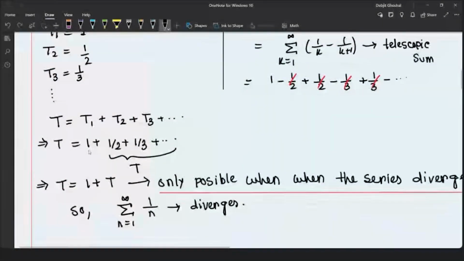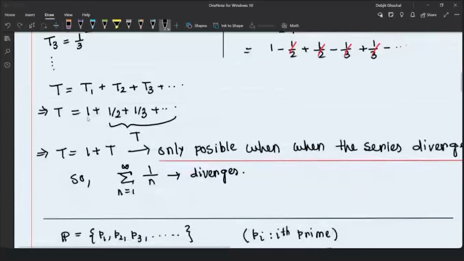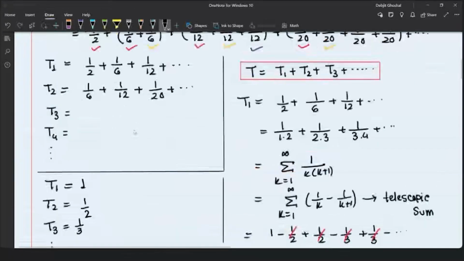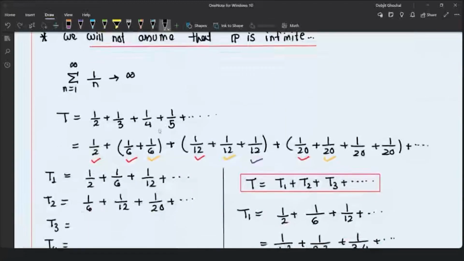We have that. What is T2? T2 converges to half. T3 converges to 1/3 and so on. So what we get is that T equals 1 plus half plus 1/3 and so on. Now see, except this first term, from this 1/2 onward, we have our own series T. We assumed it. Now T equals half plus 1/3 plus 1/4 plus 1/5.